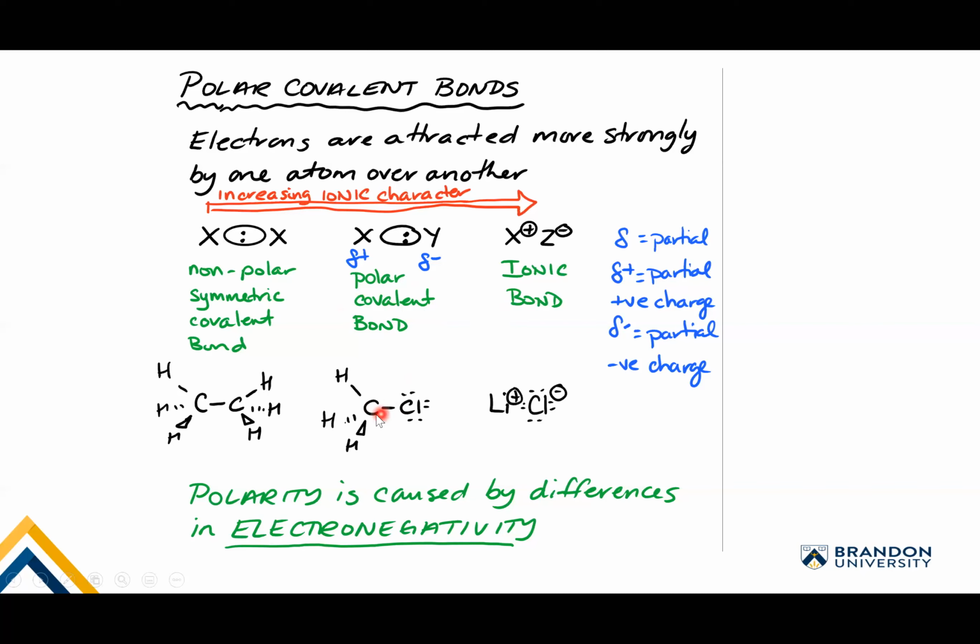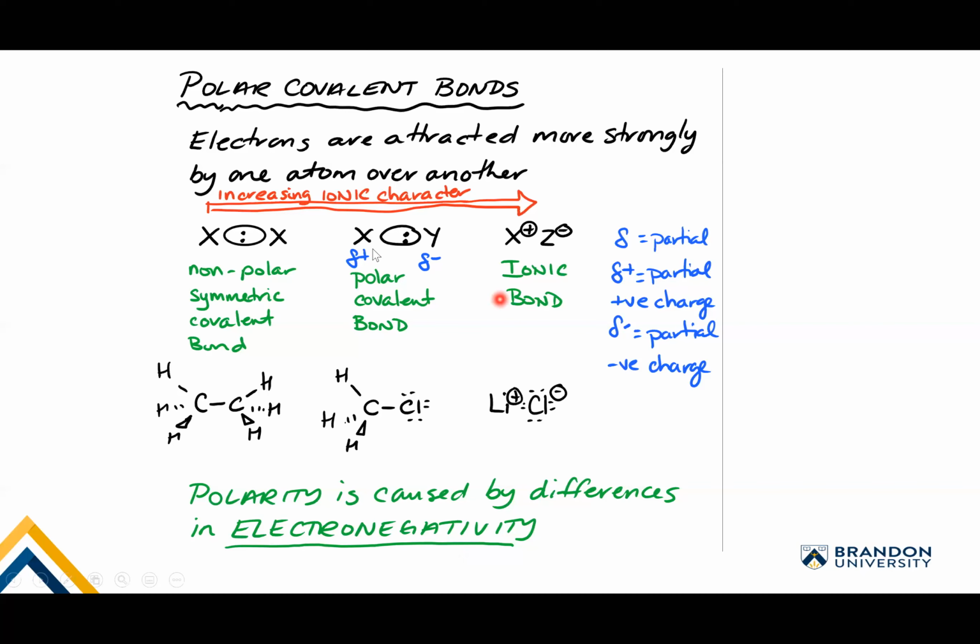And here's a little example. Carbon bonded to chlorine. Chlorine is more electronegative. So this bond is polarized towards chlorine. So I sort of spilled the beans here. This polarity is caused by differences in electronegativity, the ability of an atom to attract electrons within a bond.